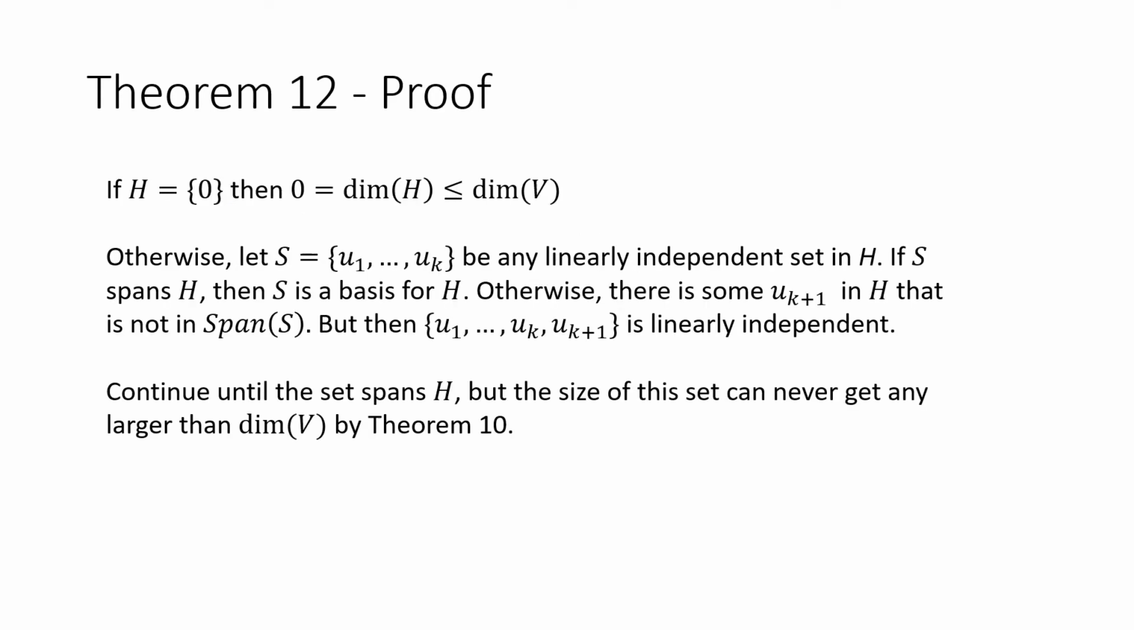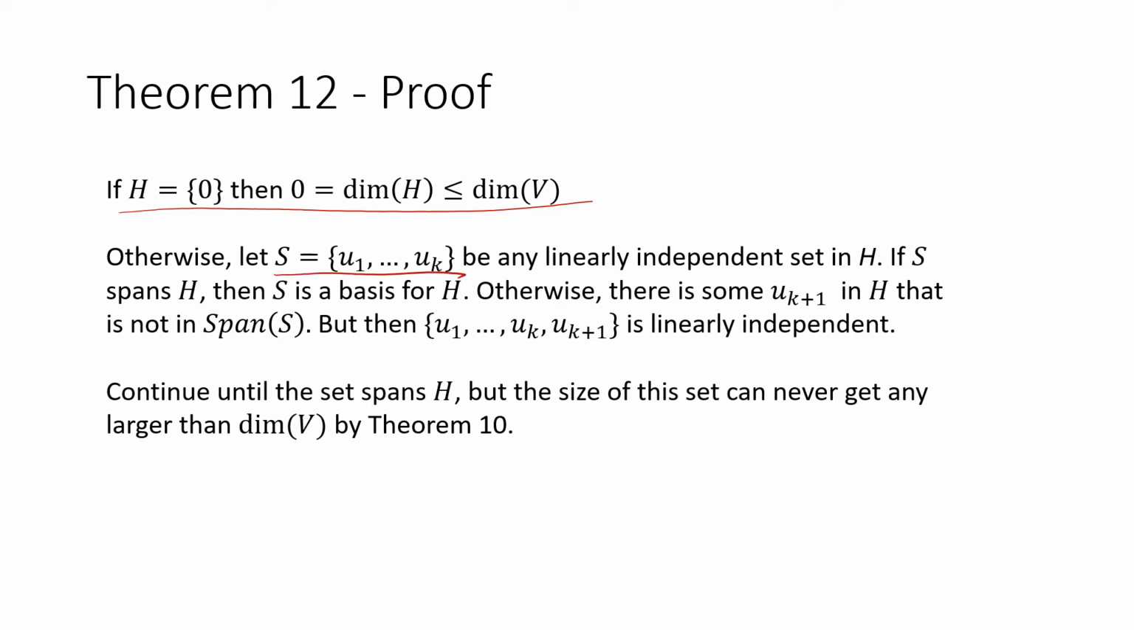So why is that? Well, first off, when we do the proof of it, we deal with the easy one. If our subspace is the zero subspace, then the dimension is 0, and it's always going to be less than or equal to the dimension of the bigger one. Okay? So we get that one out of the way. So now we say that our space has at least one vector in it other than the 0 vector. So it has some other vector in it.